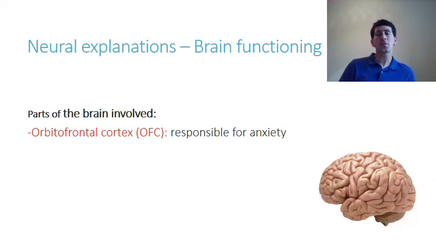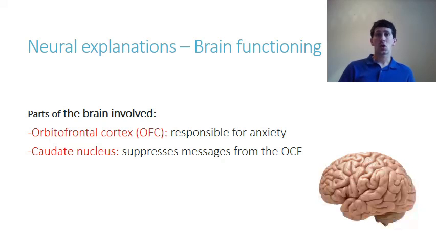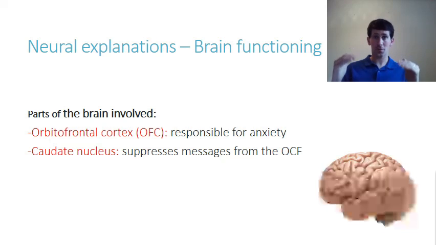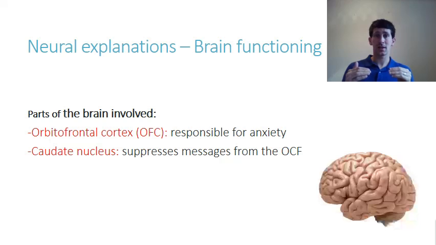We've got the orbitofrontal cortex, or the OFC, and this is responsible for causing anxiety. So anytime you're anxious, the part of the brain that's causing that is the orbitofrontal cortex. The next part is the caudate nucleus, and the caudate nucleus is a little bit like a filter. Any anxiety messages that come through have to go through the caudate nucleus. It allows big anxiety worries to go through, and it stops little worries coming through your brain and being acted on.